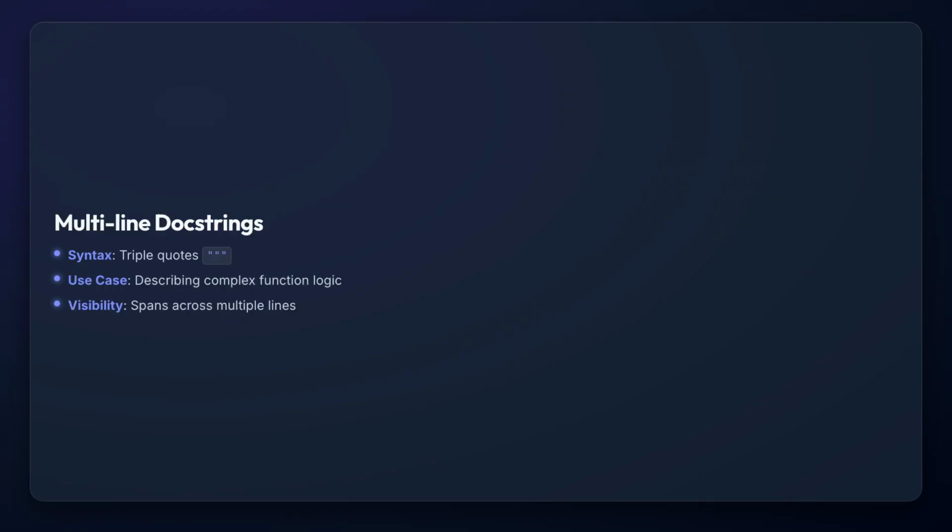For longer explanations, we use multi-line strings, often called Docstrings. By wrapping text in triple quotes, you can write paragraphs of documentation. While Python technically treats these as strings, they are the industry standard for documenting what your functions actually do.